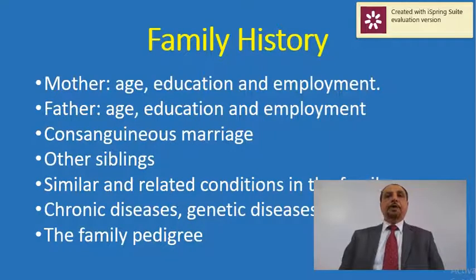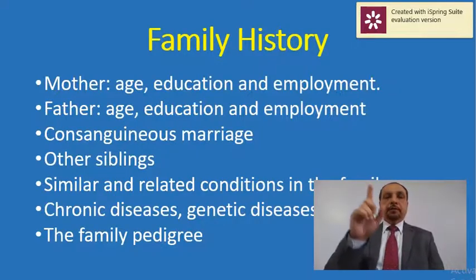Then, as we do in the adult, we ask about the family history of chronic diseases like diabetes, hypertension, and so on. We will ask about genetic diseases, because especially those diseases run in families, for example, congenital heart disease or something like that. After you take the family history, you will draw the family pedigree.